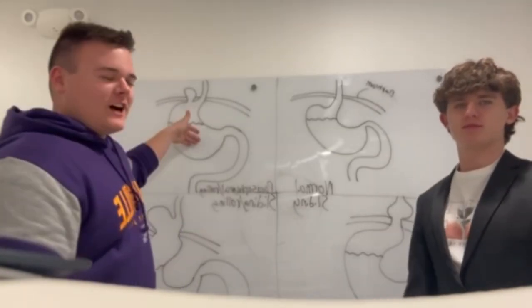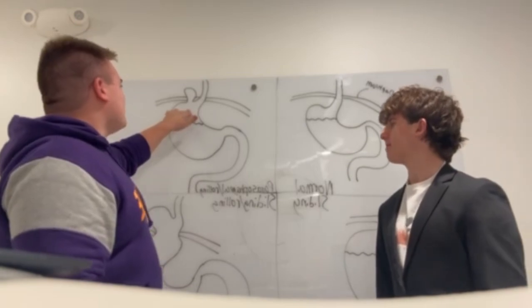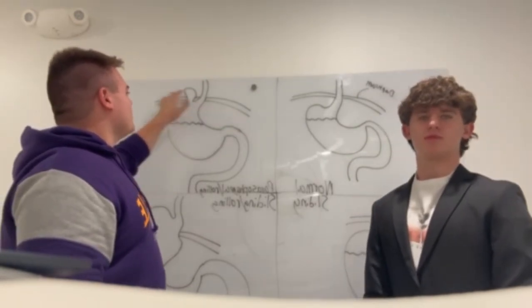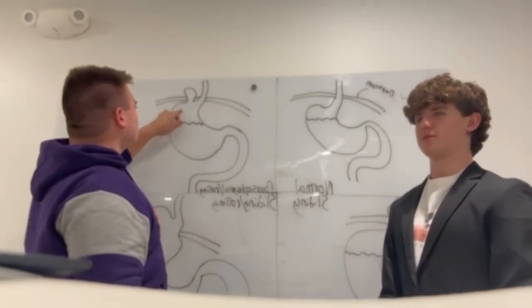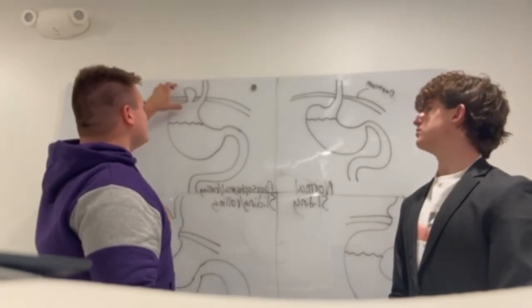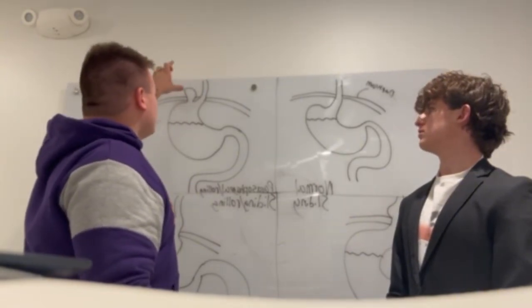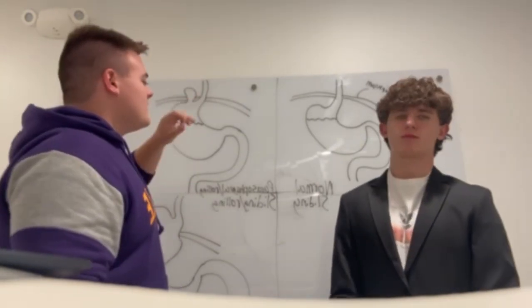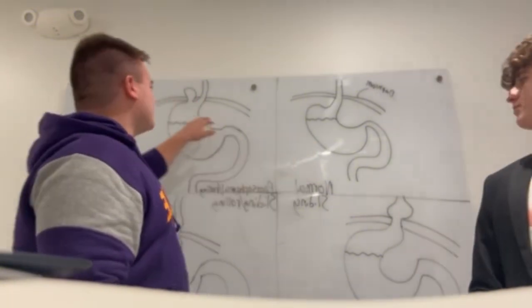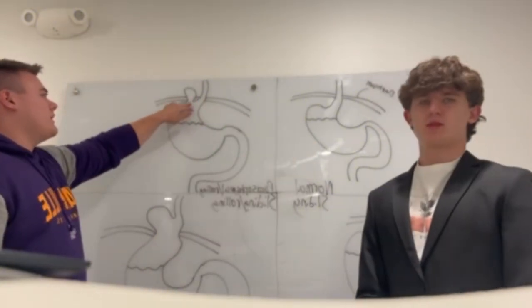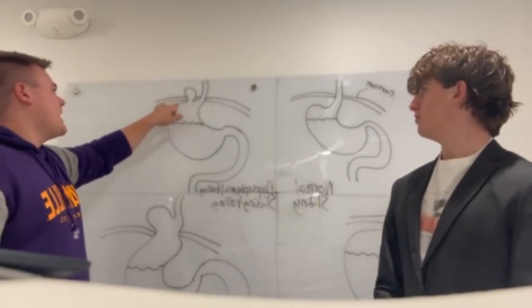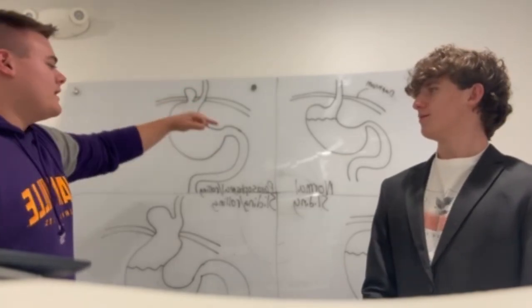Example of a rolling one. So, when the diaphragm is weakened, the stomach will sometimes push through the diaphragm. So this is an example of a rolling hernia. This is what a normal stomach looks like. This is what it looks like as a rolling one. You can see that it's going through the diaphragm that's labeled right here.